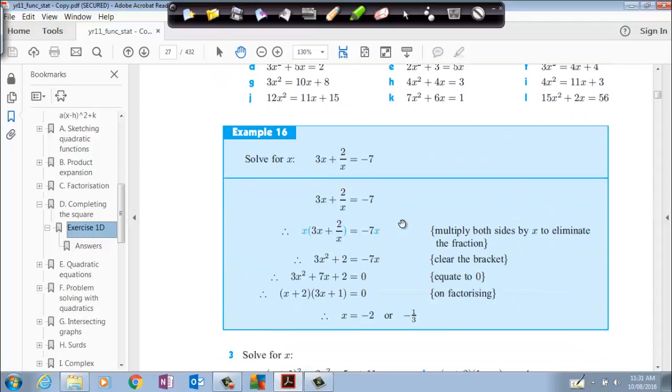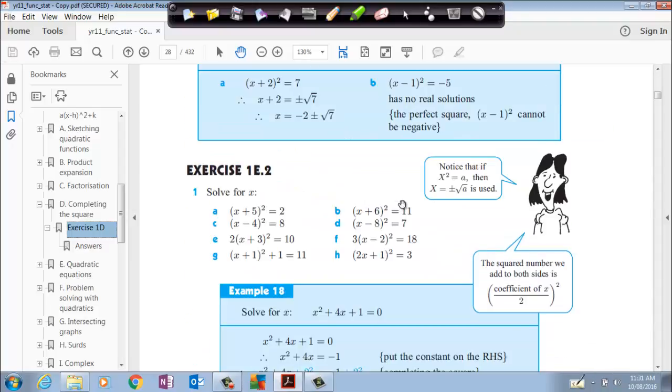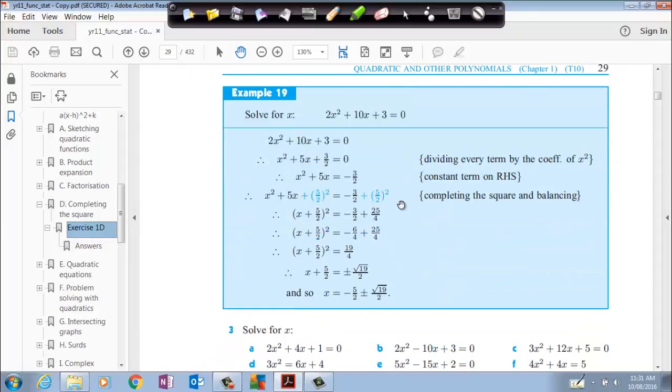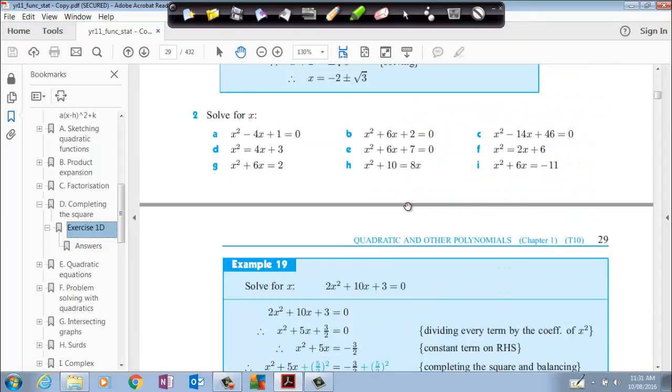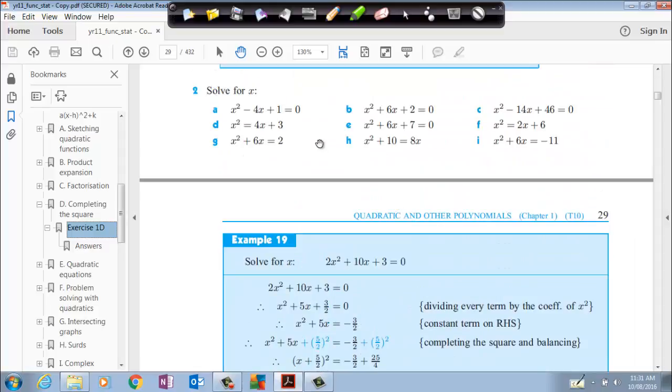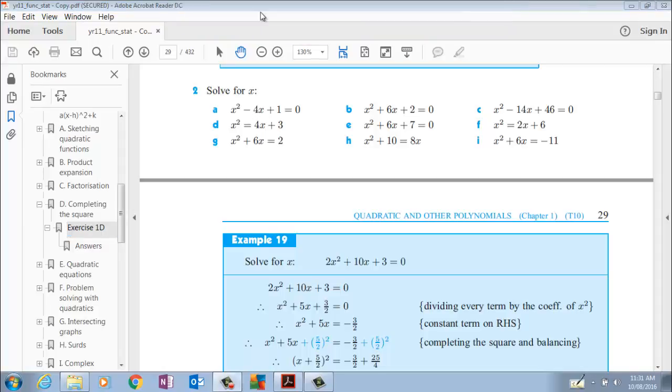But we're going to do it for the completion of the square. So let's go down to question 2. We'll solve some of these. So x squared take 4x plus 1. Normally we have that as a function, but we're finding out the x-intercepts, so now it becomes an equation. So we're solving this equation. We've got to use completion of square because we can't factorise that.